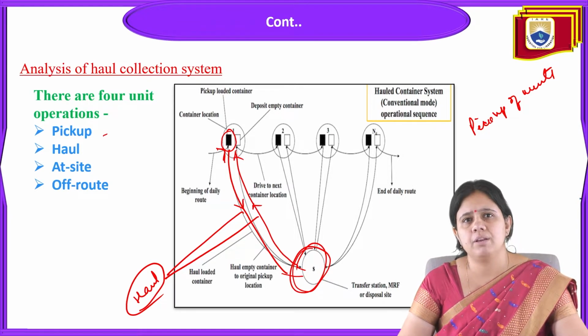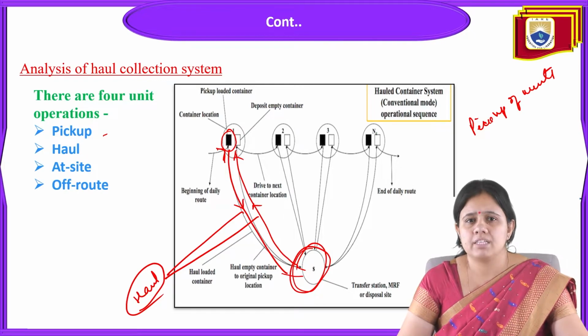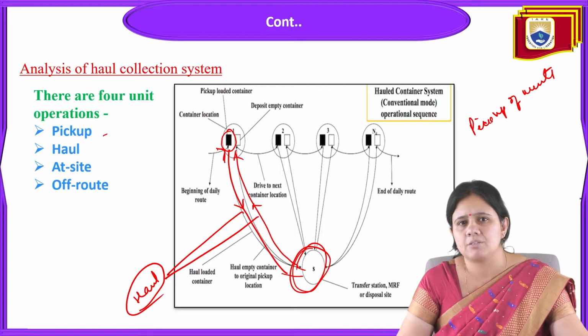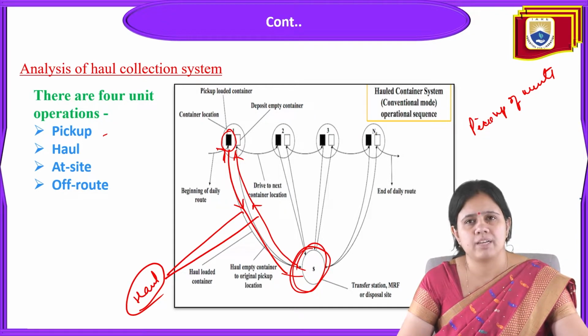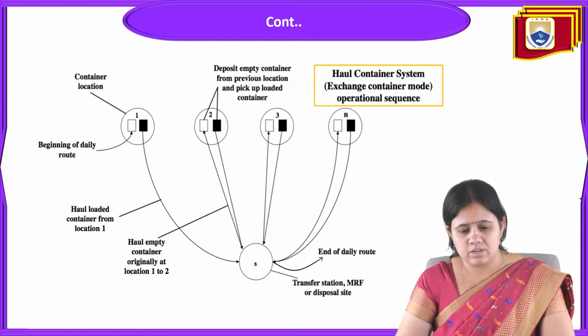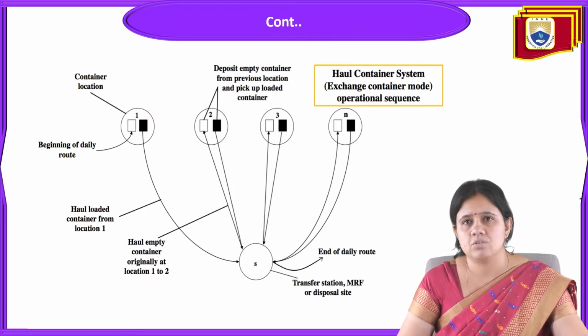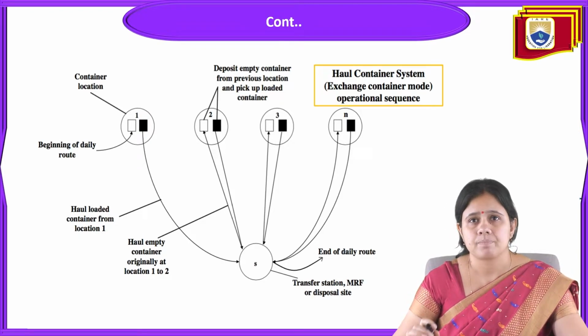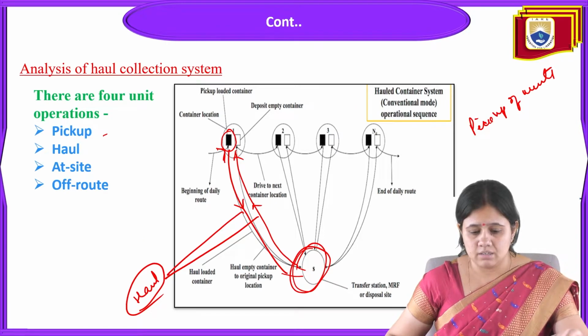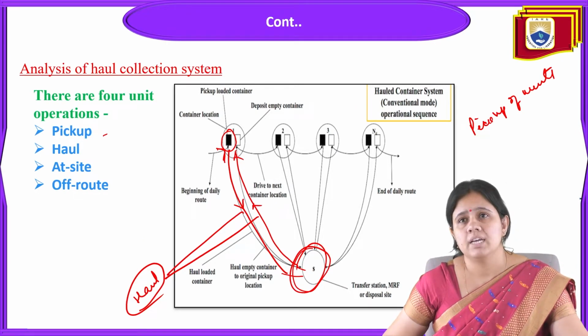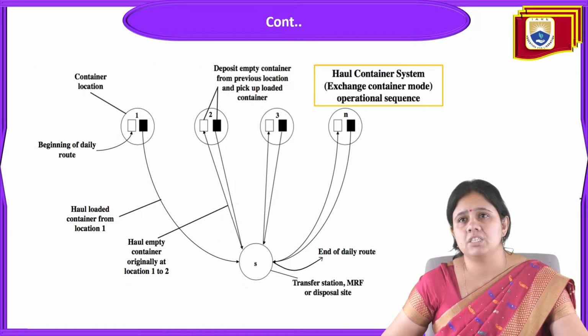So these four make one operation complete: picking up the waste, then hauling the waste, then the at-site wait time that has been involved, and then again off-route by the vehicle. These four are the main operations involved in the haul container system. Now to the next point. The first one I discussed is the conventional mode. Now I am going to discuss the exchange container mode.